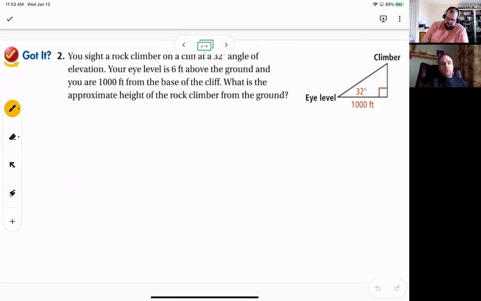All right. You sight a rock climber on a cliff. Uh-oh. I hope the person's not in danger. At a 32-degree angle, your eye level is 6 feet above the ground. So we have a 6 feet there. You are 1,000 feet from the base of the cliff. What is the approximate height of the rock climber from the ground? So we want to find, again, this whole piece. So we need to find, I'll call it Z, and then we're going to add 6 to that.